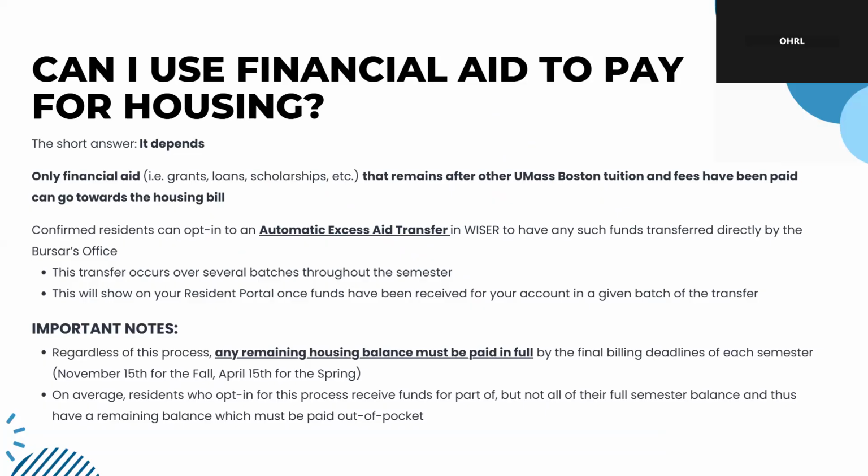But that's like a weekly batch that might have, a little bit, I'll touch on all the info up front first before getting more specific. The automatic excess aid transfer occurs in several batches throughout the semester, and Resident Portal will show funds once they have been received for your account in a given batch of transfer. So what does this mean?